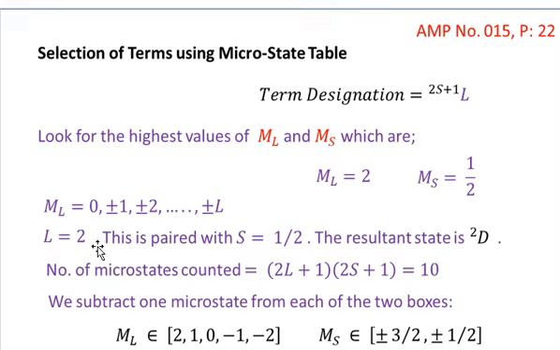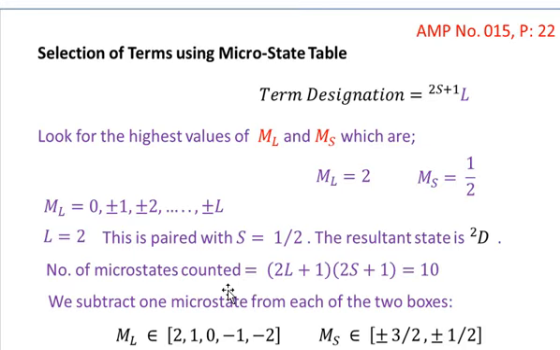And when L is equal to 2, it means that we have the D state. That is, the term symbol is D. So the resultant state is 2D. So 2D is the allowed state. D is due to L is equal to 2. And this 2, which is the multiplicity, is due to capital S is equal to half, which is derived from S is equal to half. So you see that the allowed state is 2D.